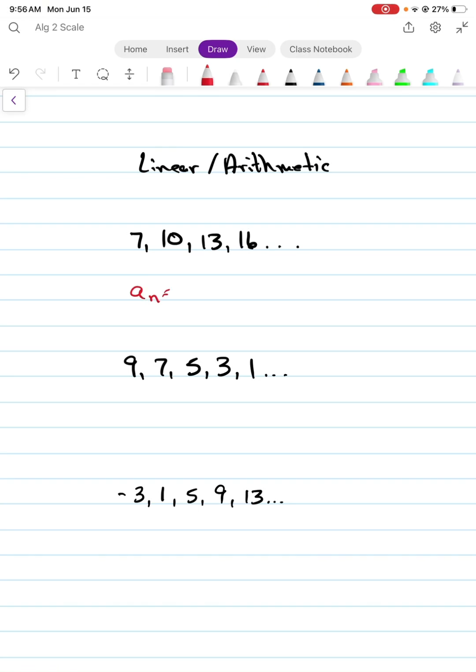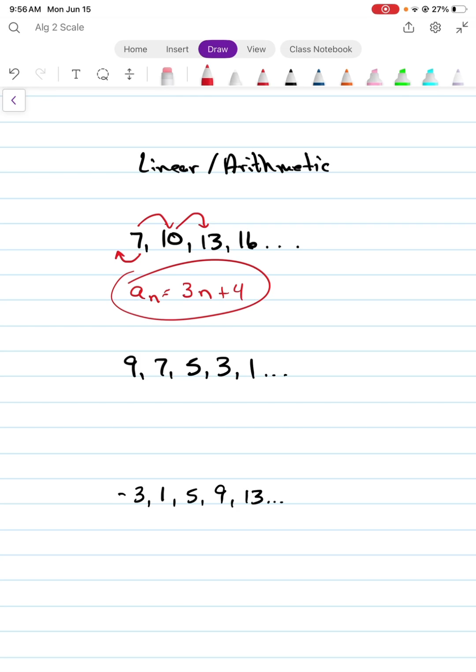So instead of y, we're going to put a sub n, or whatever letter you want to use. Our common difference is going to be our slope. So in this case, since we're going up 3 each time, our slope's going to be 3. And the term before this would be our y-intercept. Since we're going up 3 each time, we'd go down 3 and we'd get 4.